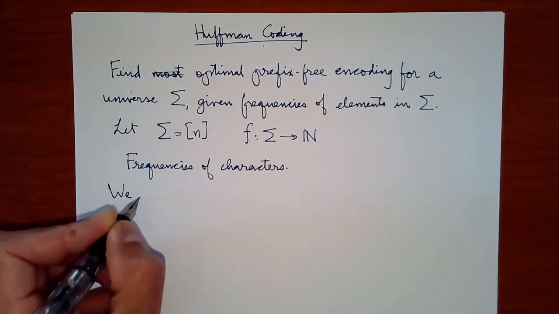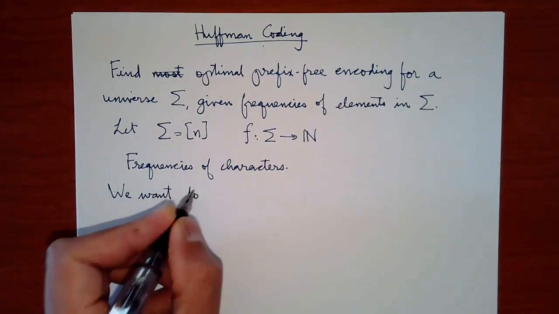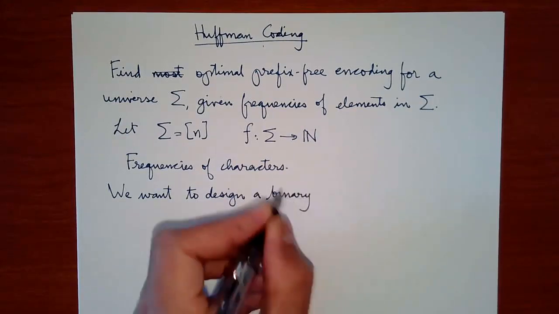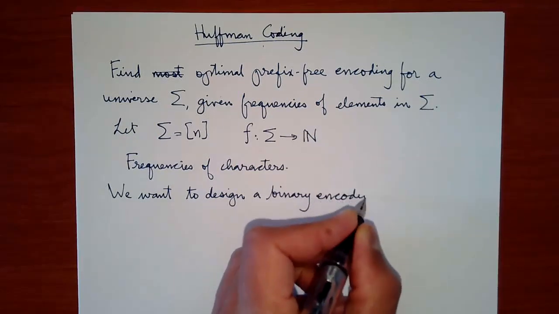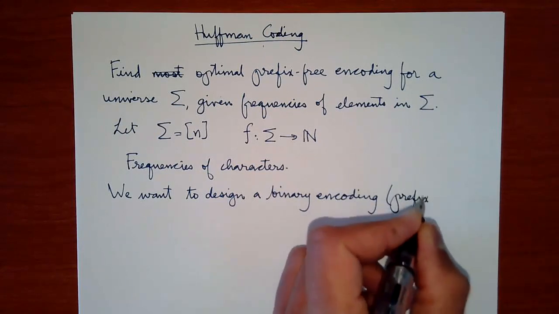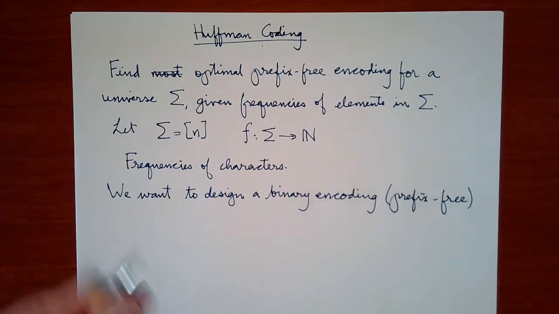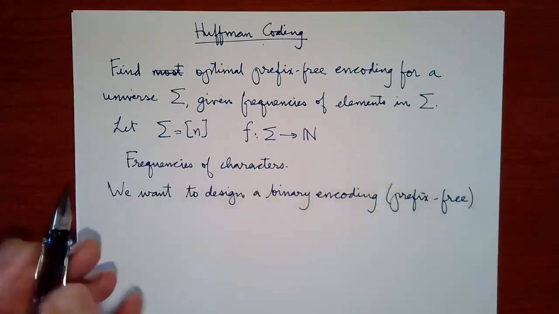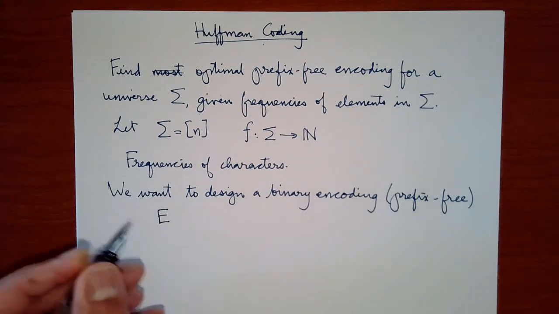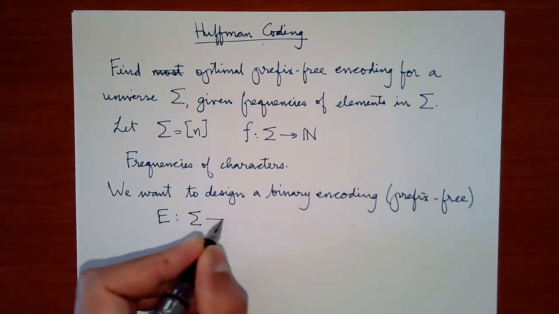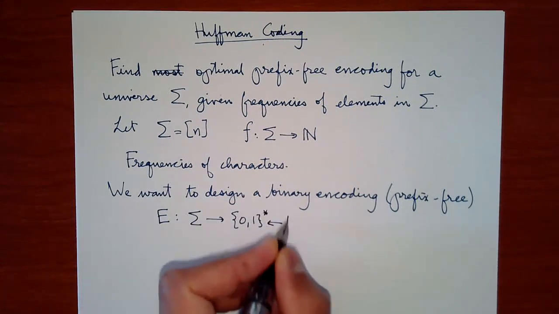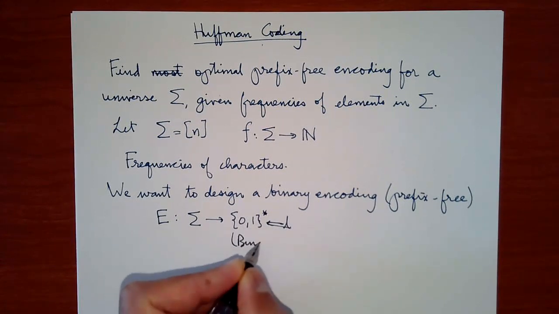Now we want to design a binary encoding, and we want a prefix-free binary encoding, which basically takes, we want the encoding, so I'll refer to the encoding as the encoding function E, which takes sigma, and this means binary strings. So this is binary strings.